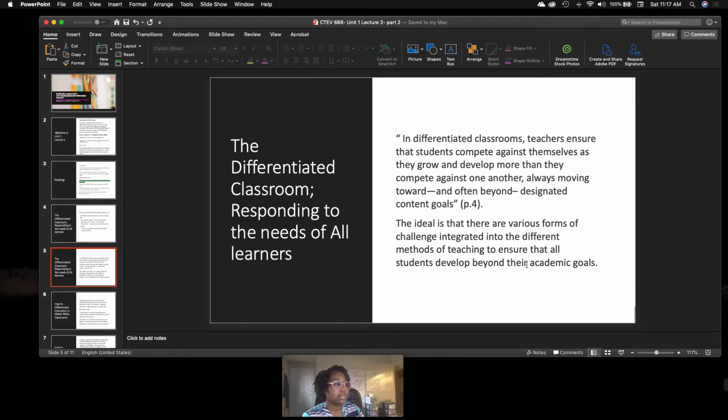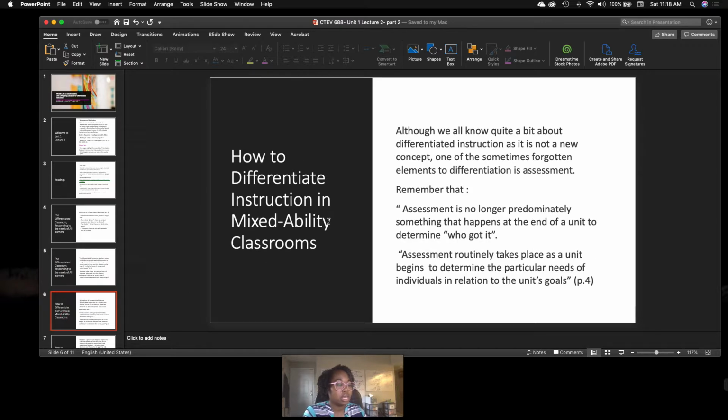So it says here that they should always be moving toward and often beyond the designated content goals. So understanding the destination at the end can give you the opportunity as the educator to differentiate so that they can go beyond it. The idea is that there are various forms of challenge integrated into the different methods of teaching to ensure that all students develop beyond their academic goals.